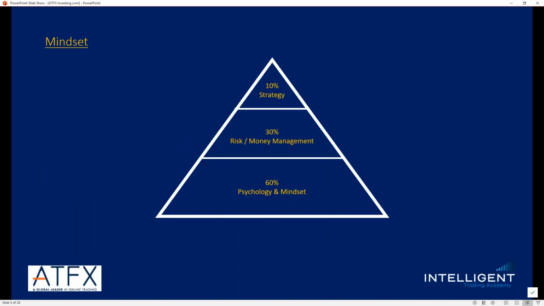I always like to cover a very small snippet of psychology and mindset before I delve into anything. The reason is that, in our opinion, it takes about 60 to 70% of a trader's mindset to be considered a successful trader. That tends to be the biggest element of your success. Then on the hierarchy, 30% is risk and money management, and the least important, which many new traders believe is the most important, is your trading strategy, which only equates to about 10% of a trader's success.